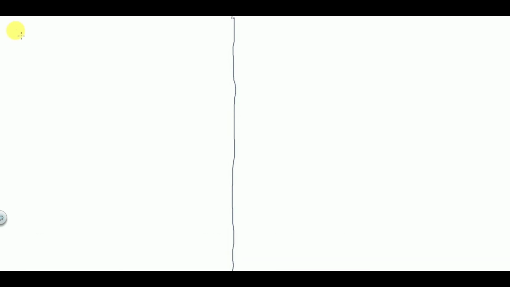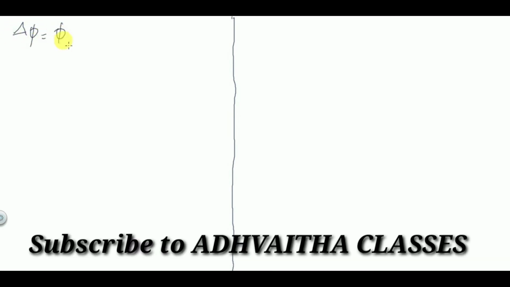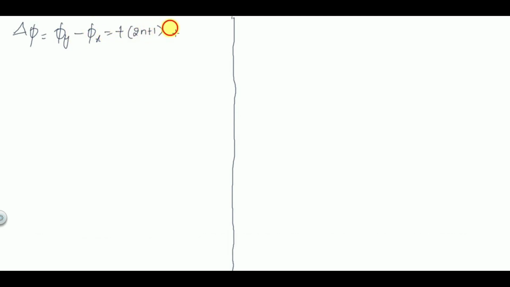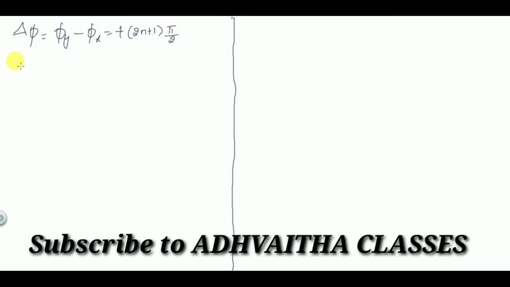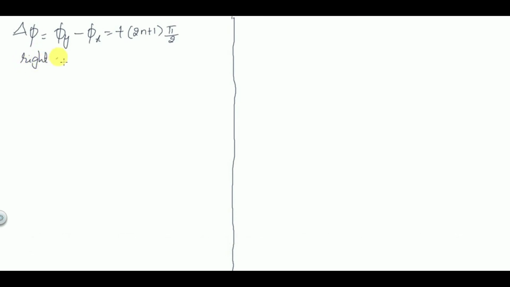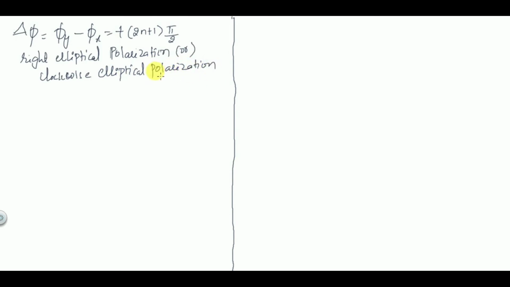If the phase difference, that is phi y minus phi x, is a positive odd multiple of pi by 2, then that type of polarization is called right elliptical polarization, or it is also called clockwise elliptical polarization. Just as we have seen in the case of circular polarization.